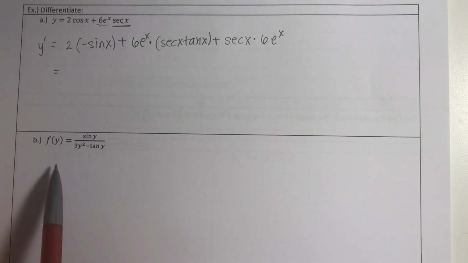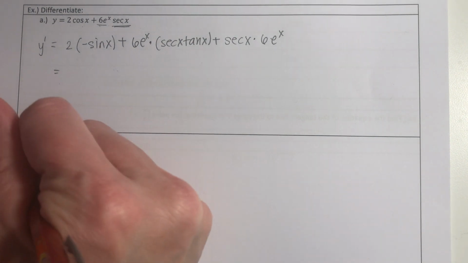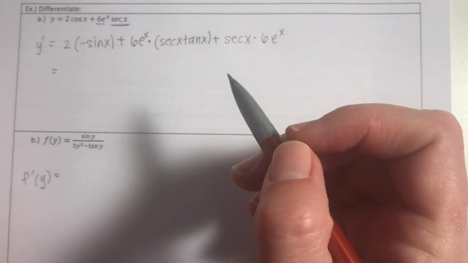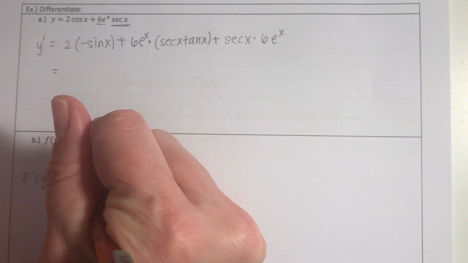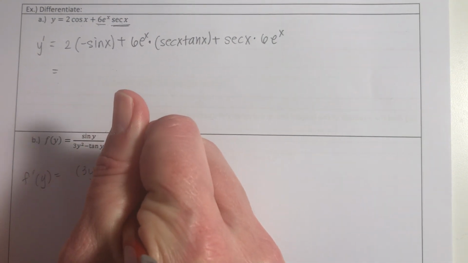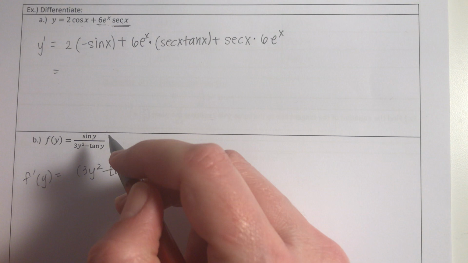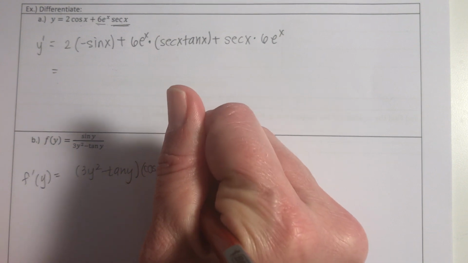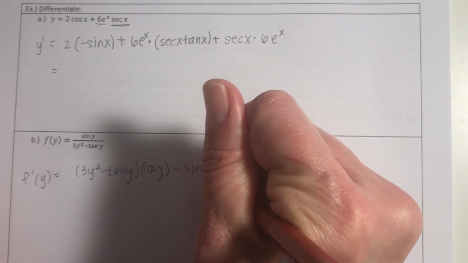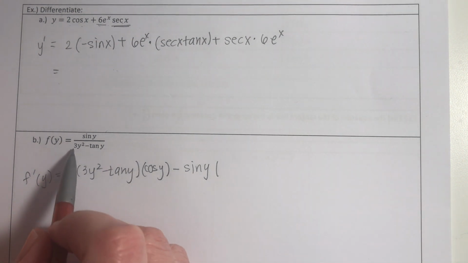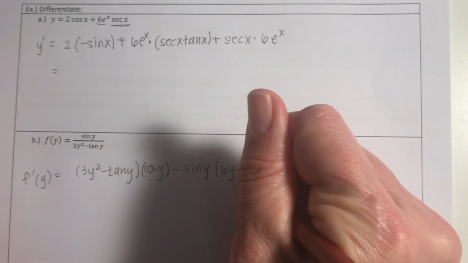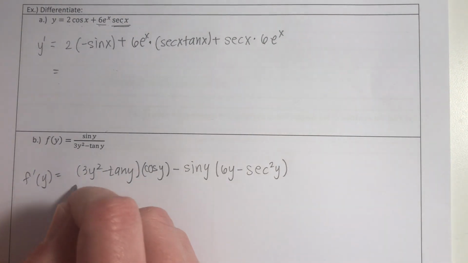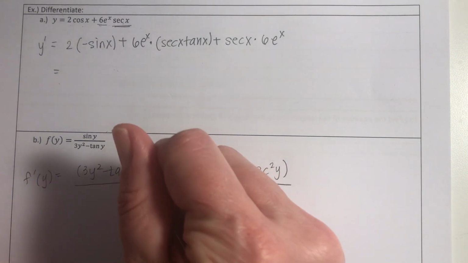Let's go ahead and look at the next example that we have down here. This time we're going to find f prime of y. Notice that this time we are dealing with a quotient, so we will have to use the quotient rule. Quotient rule starts off with the denominator, low d high, or the derivative of the top. The derivative of sine is cosine, minus the top, which is sine of y, times the derivative of the bottom, which is 6y minus, and the derivative of tangent y is secant squared y, all divided by the denominator squared.